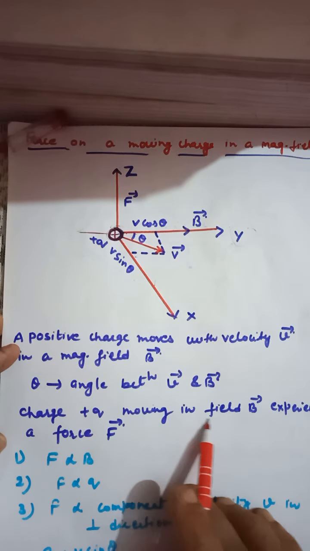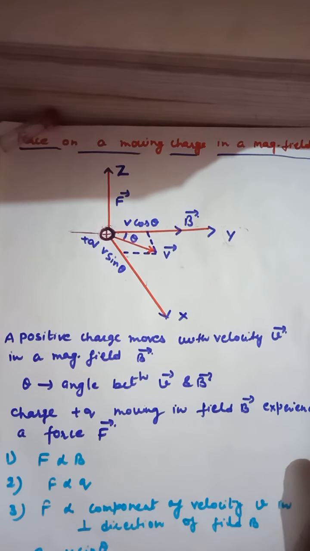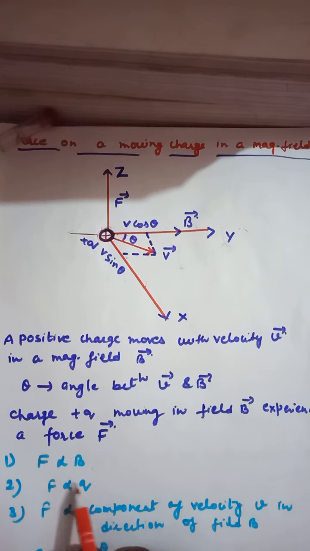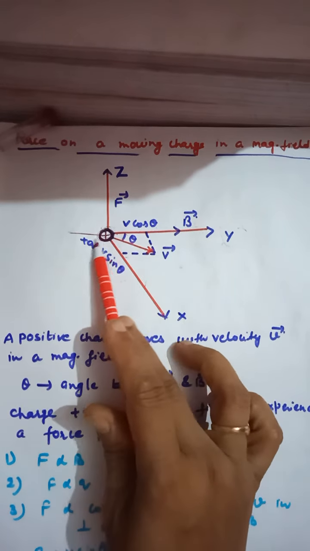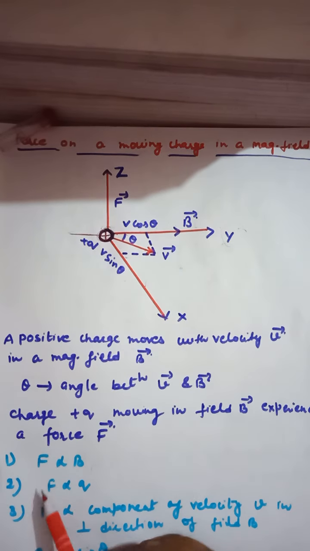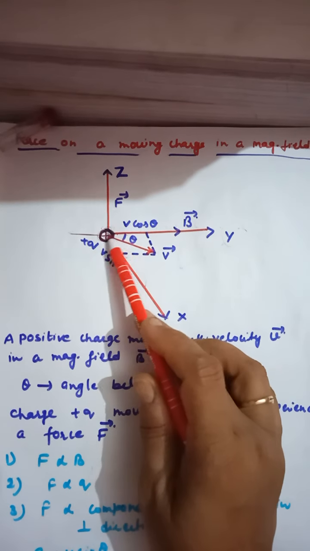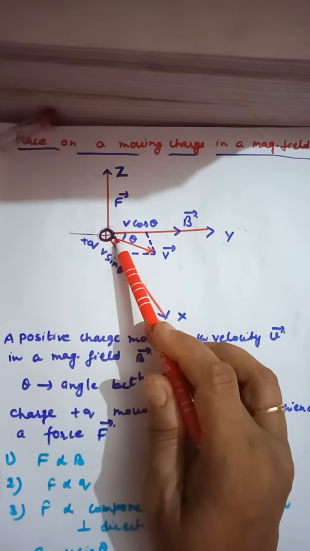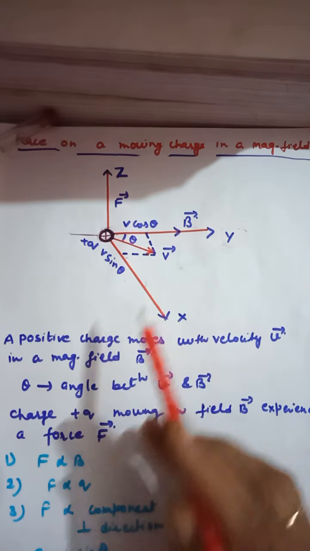Charge plus q moving in the field B experiences a force, and it was found experimentally that this force F is directly proportional to the magnetic field. This means when you increase the magnetic field, you find more deflection in the position of the positive charged particle. F is also directly proportional to q. When you take a particle having more charge, it experiences more force and is deflected with more force.